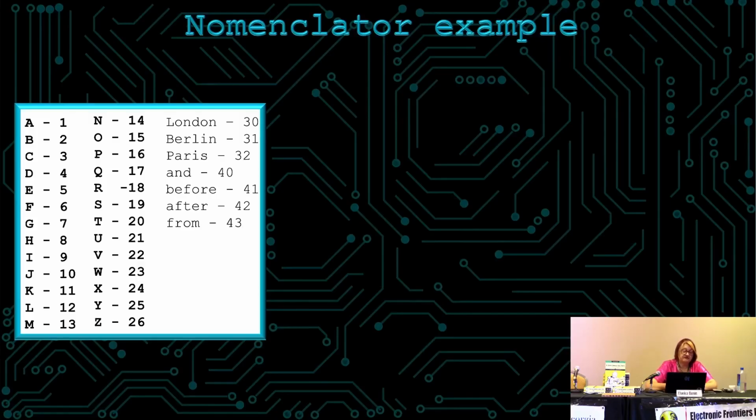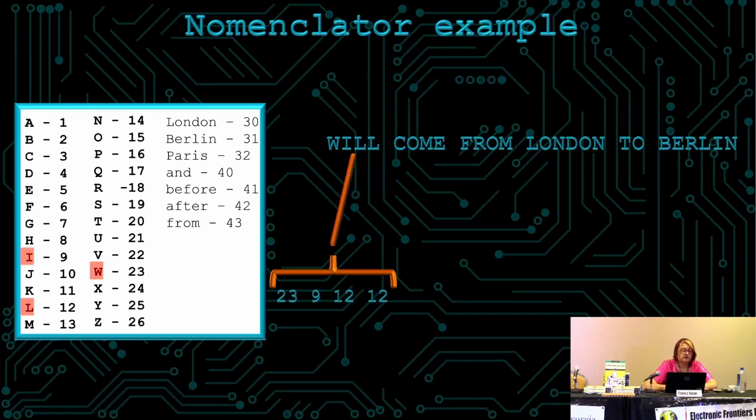So you see on the left, we have substitution A to Z, 1 to 26. And on the right, we have pairs of numbers that will indicate particular words. So if our plain text message, in this case, is "will come from London to Berlin," the word "will" would be 23, 9, 12, 12. And then the word "from."